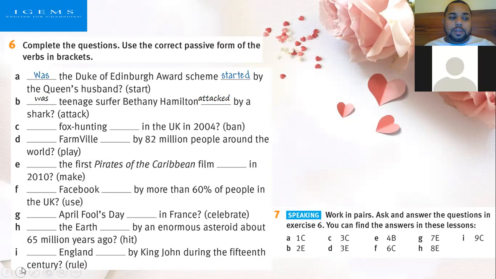Is Farmville played by 82 million people around the world? Okay. So letter E, what is it?